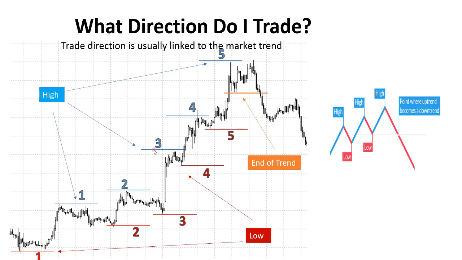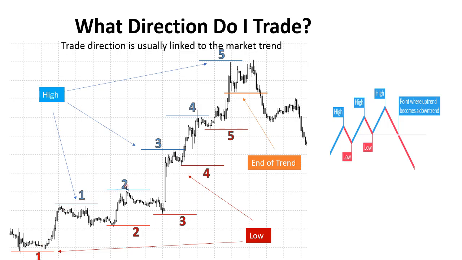This is a very good example to illustrate this picture. So look at the higher highs. 1, 2, 3, 4, 5. 5 higher than 4, 4 higher than 3, 3 higher than 2, 2 higher than 1. So these are higher highs. What about the lows? See? 1, 2, 3, 4, 5. 5 lower than 4, 4 lower than 3, 3 lower than 2, 2 lower than 1.